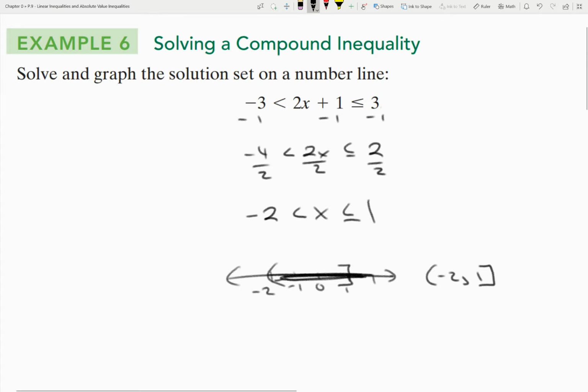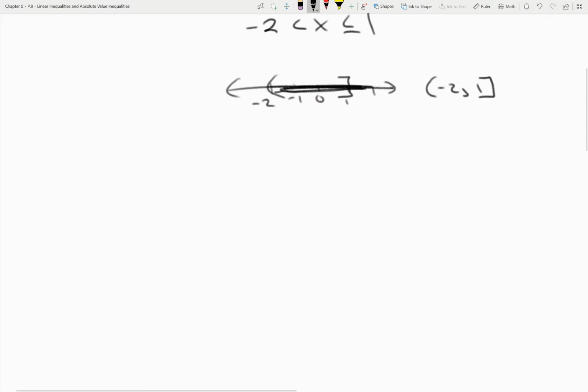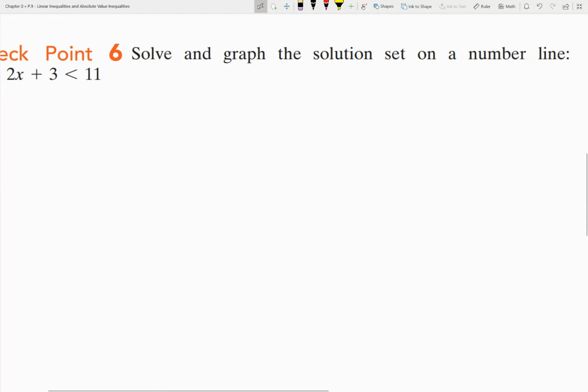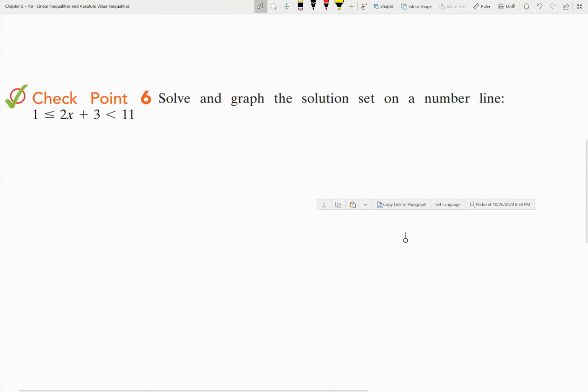But the idea here is that we can take this inequality and, instead of solving it twice and seeing where the two graphs overlap, we can do this at once with the compound inequality. That number line got a little squished.